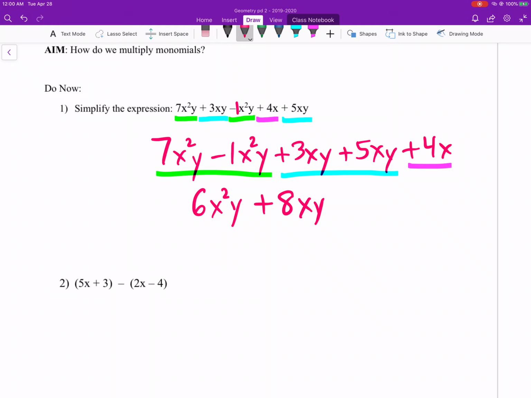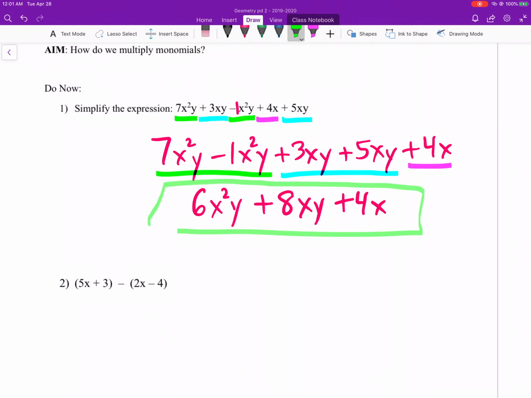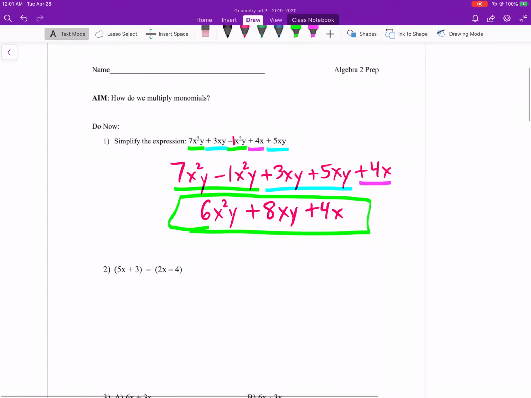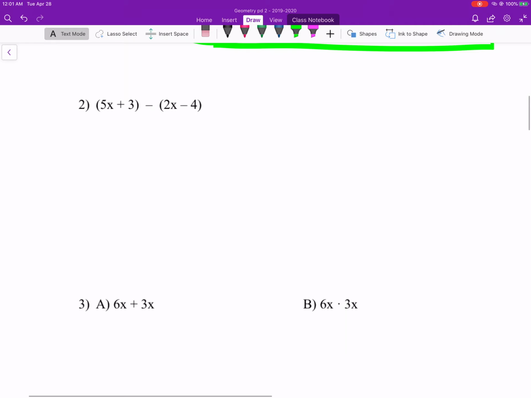And then anything else that doesn't have any like terms, like that 4x, just hangs out on the end there, and we're good to go. And we're done. So combining like terms, very, very key for Algebra 2.